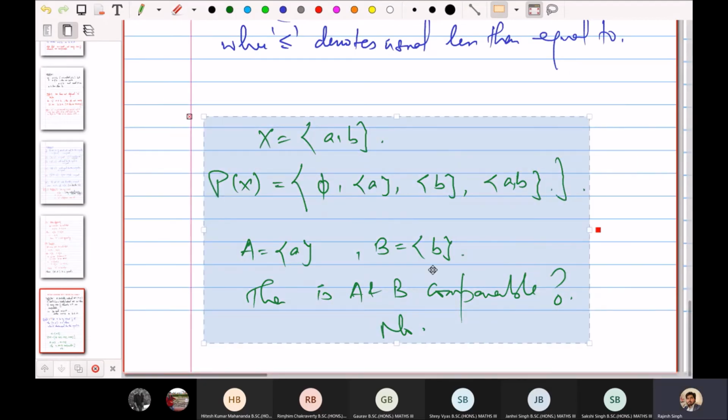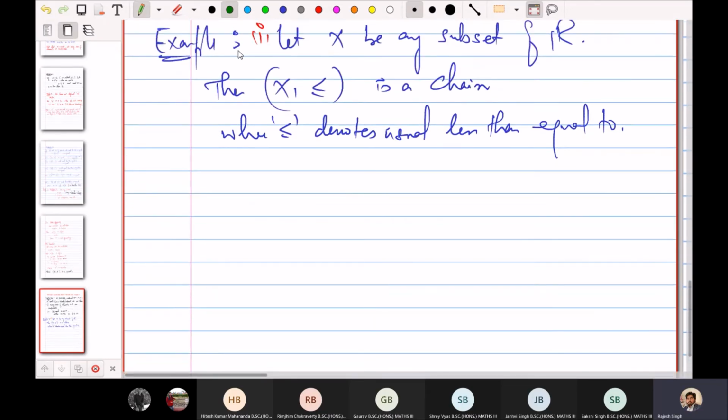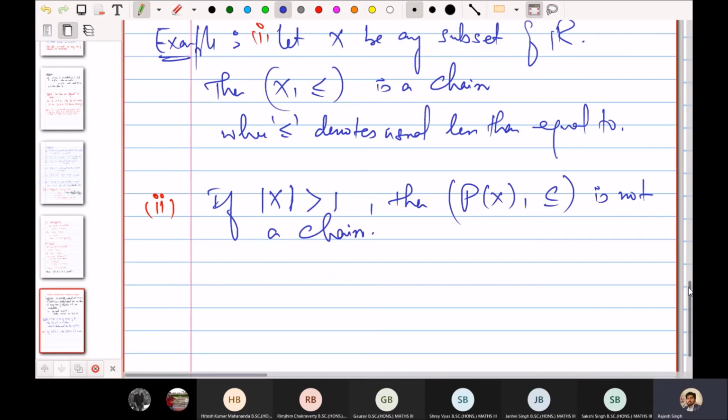चलो लिख लेते हैं इसको यहीं पे एज एन एग्जांपल. अब डिस्कस कर ही लिया है हमने तो. Second: if cardinality of x, ठीक है, ये नोटेशन कार्डिनलिटी का होता है, is greater than 1 then Px with containment relation is not a chain. Okay.